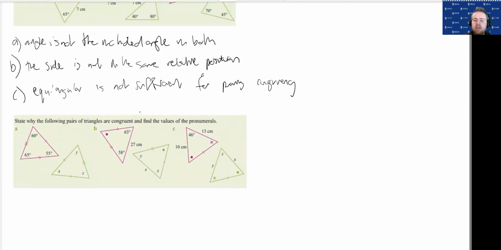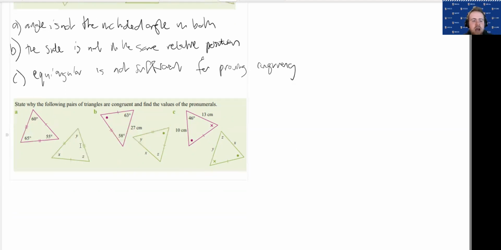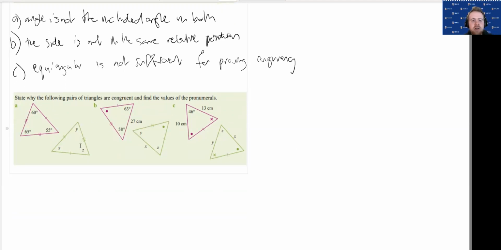Not sufficient. That says for proving congruency. Proving. My handwriting is not particularly great on the screen. Okay. State why the following pairs of triangles are congruent and find the values.